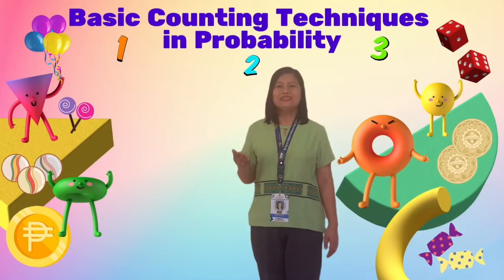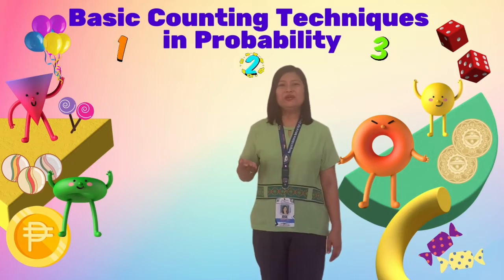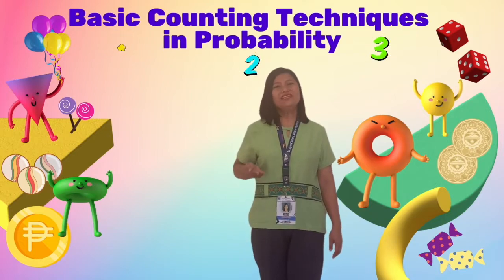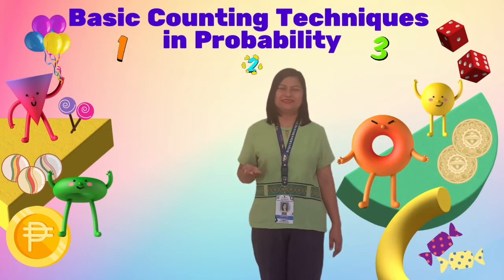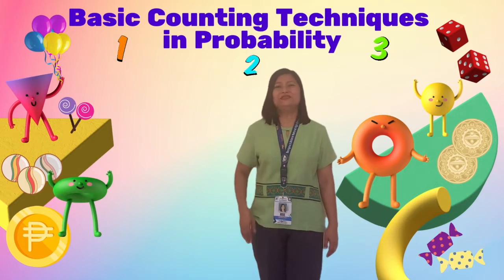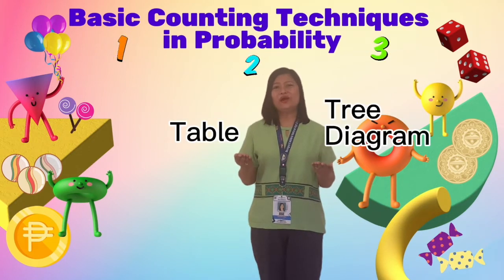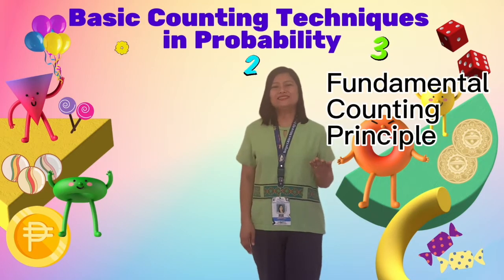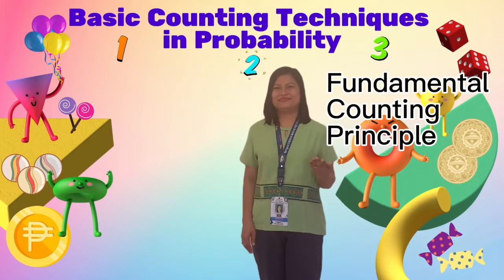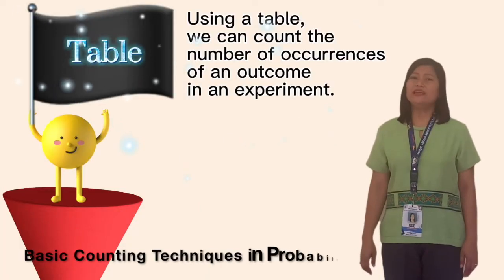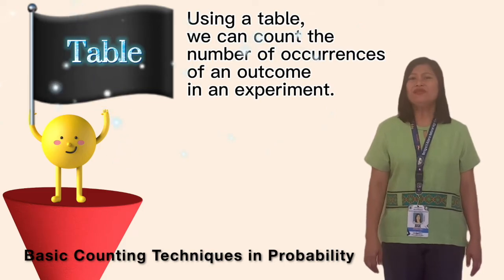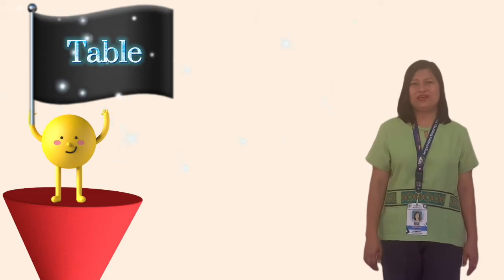Thank you. Let's have now the most commonly used methods of counting the number of occurrences of an outcome in an experiment. These methods are table, tree diagram, systematic listing, and fundamental counting principle. Let's have the examples. Using a table, we can count the number of occurrences of an outcome in an experiment.